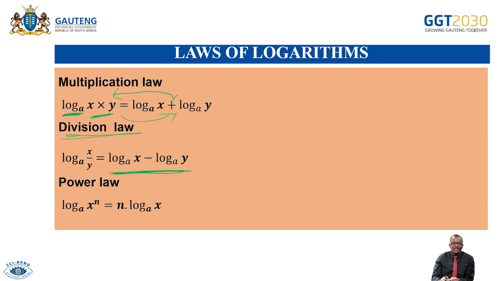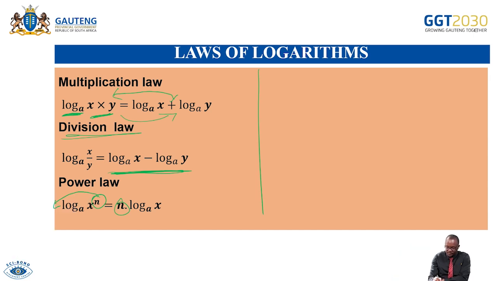Correct? Then the power law says, if I have a log of base A of x to the power of n, and I want to solve for n, then I can multiply by the coefficient. Then it's going to be like that. And hence I said they can go vice versa. You can go forward and you can also go backward. Let's look at the other golden rules of logs.